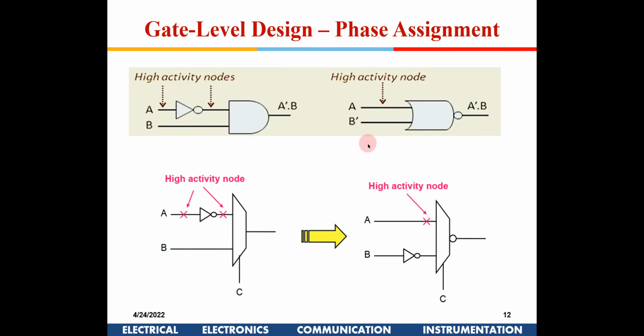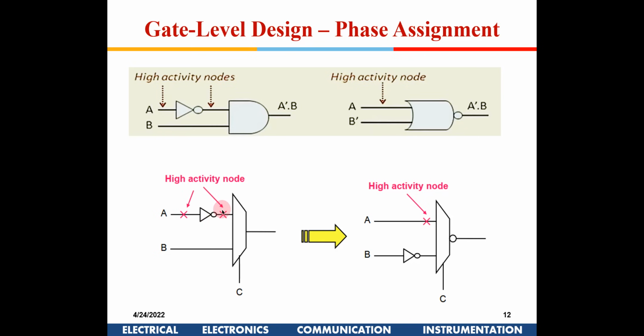So we have to see in each circuit if there are some lines which are making a lot of transitions, and how to reduce those transitions. These are some of the techniques which are used. Similarly, we can do this phase alignment for multiplexers also. If you see here, again A is a high activity node and there is an inverter. So every time A changes out here, there will be a change out here.